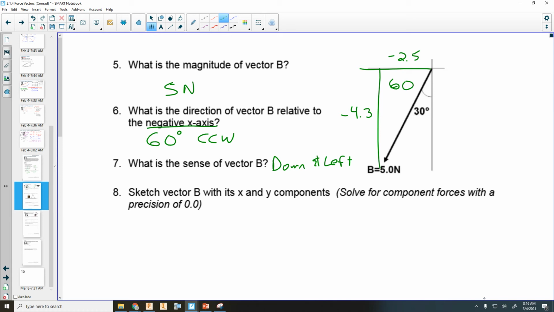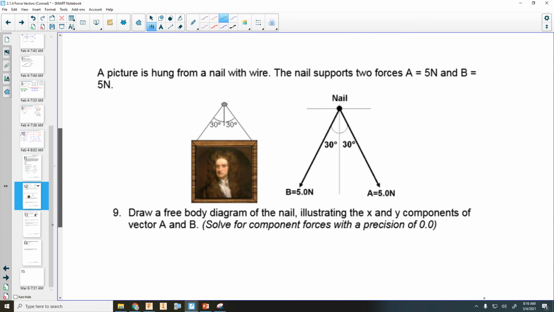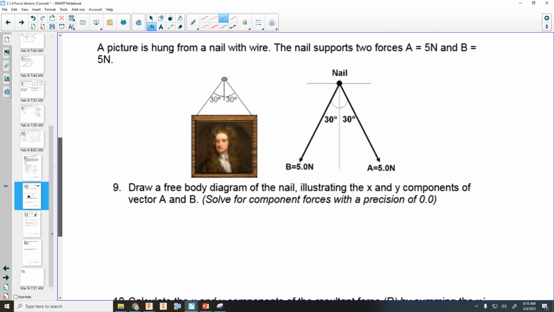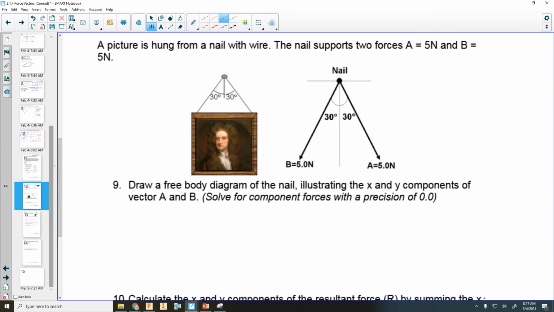Because what's happening with this? Okay? We're hanging a picture off of a nail, and it's making a 30-degree angle. Now, if we hang a picture, are we going to see the wire? No. Usually the wire's behind the frame, so really it's usually like back here. They drew it this way so we could see it and look at Newton there.